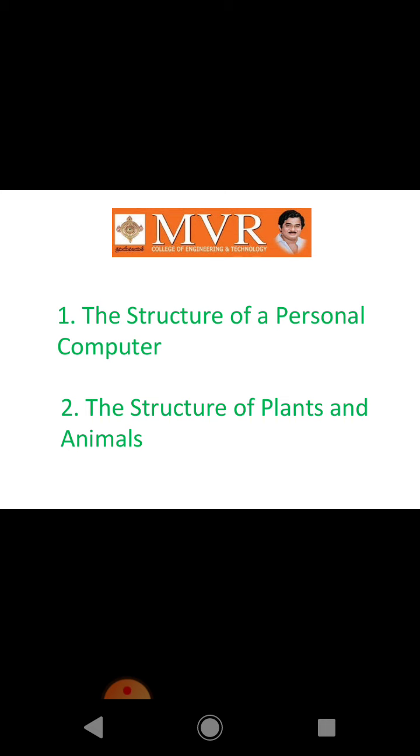Usually either a floppy disk or a hard disk drive. We may take any one of these parts and further decompose. This is about the structure of a personal computer. And the second example is the structure of plants and animals.